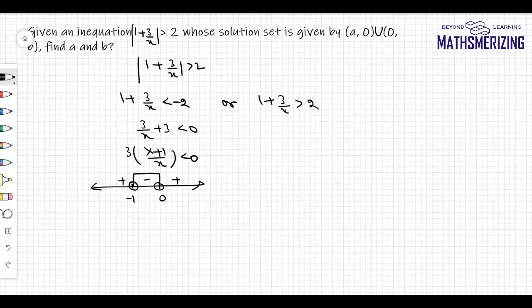And for this one, if I'll take it here, I'll get 3 upon x minus 1 should be greater than 0. So 3 minus x upon x is greater than 0. 0 and 3, rightmost is minus, minus, plus and minus.